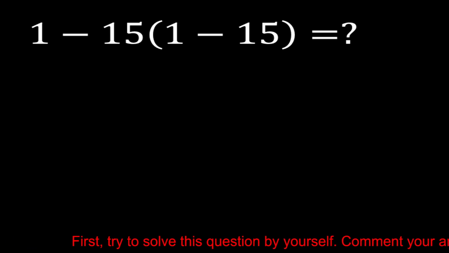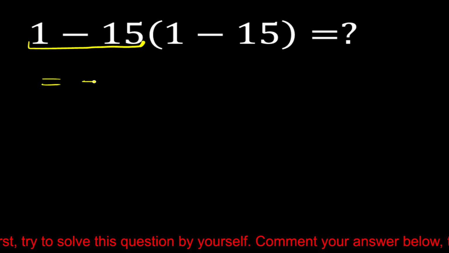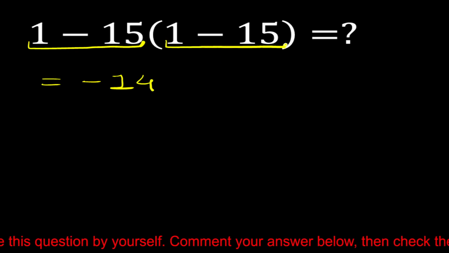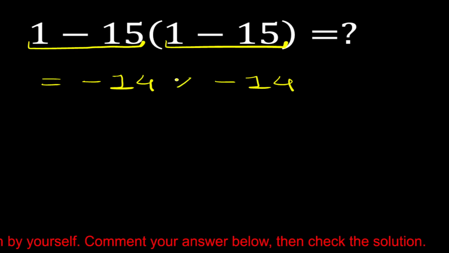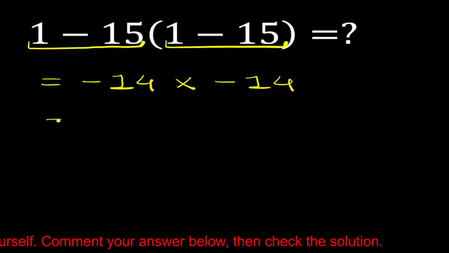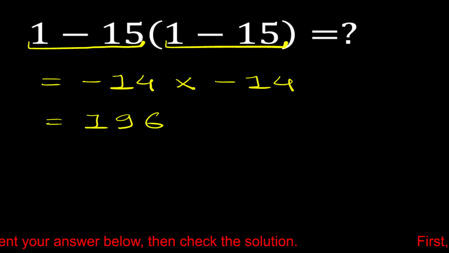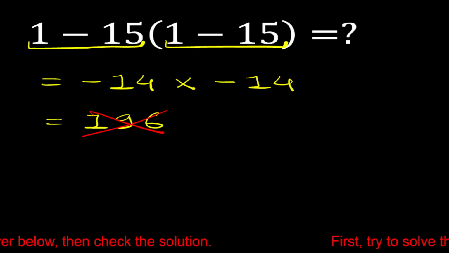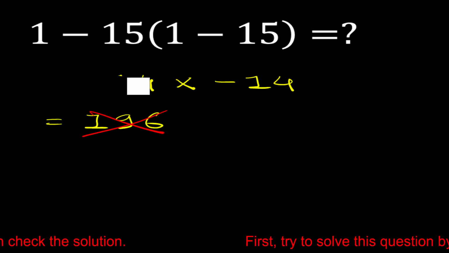So most people solve this question like 1 minus 15 is equal to minus 14. Then again 1 minus 15 is equal to minus 14. Okay, now minus 14 multiply minus 14 is equal to 196. But this answer is not correct. This answer is completely wrong. So now let's solve this problem correctly by using a PEMDAS rule.